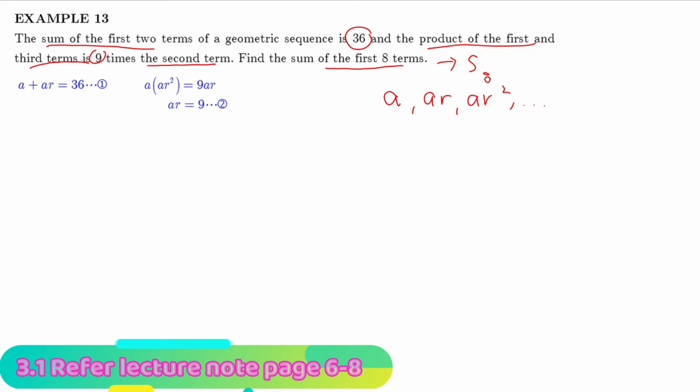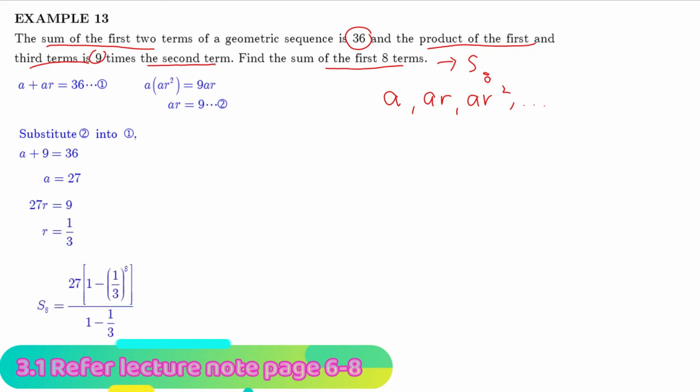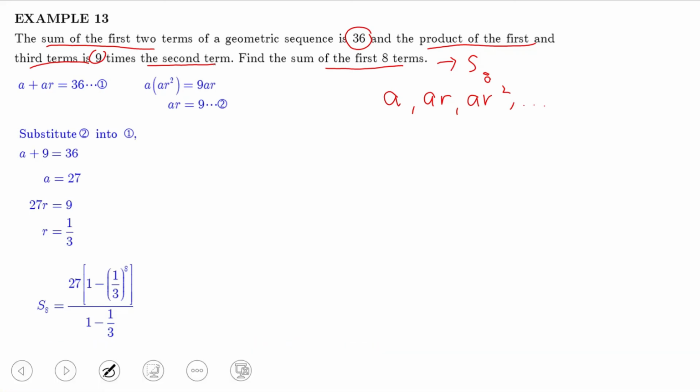And by using the method of substitution, we substitute 2 into 1 to get our A equals 27 and R equals 1 over 3. So after finding A and R, we can then find our S8 as the question asked. So to do this, we have to use the formula for R less than 1 and substitute our A 27, R 1 over 3, and n equals 8. And then calculating this formula, we will have S8 as 3280 over 81. And we are done.